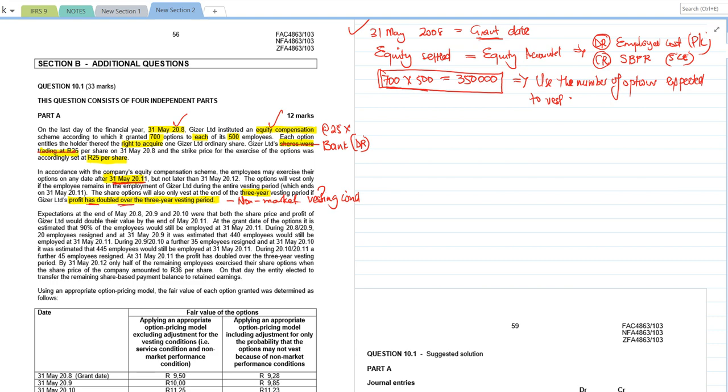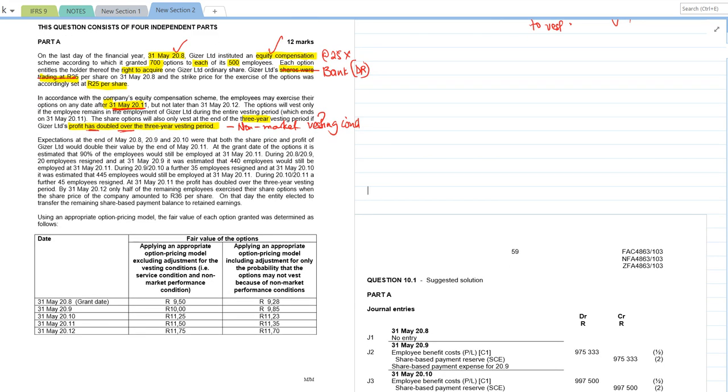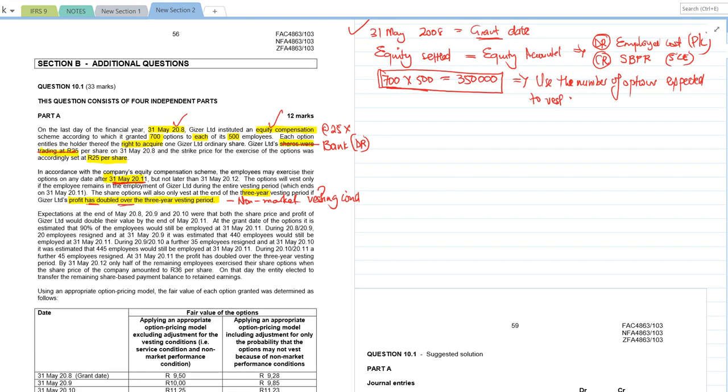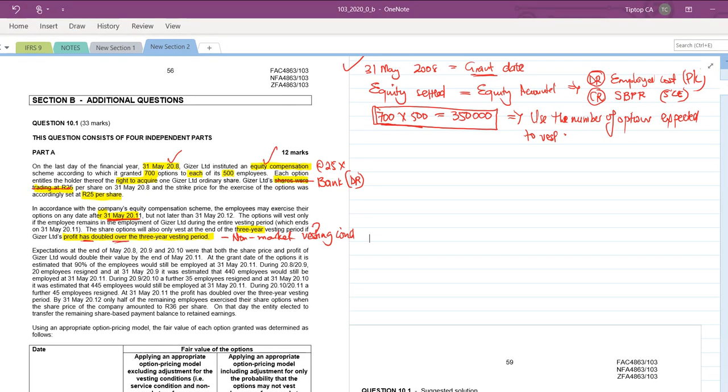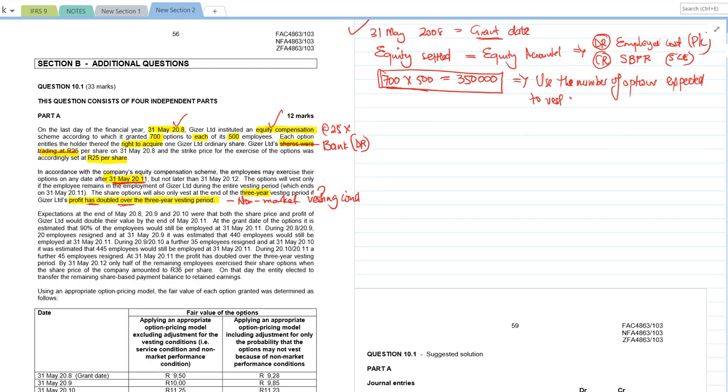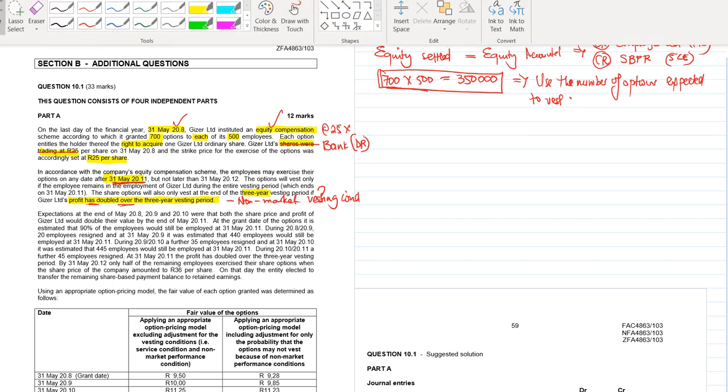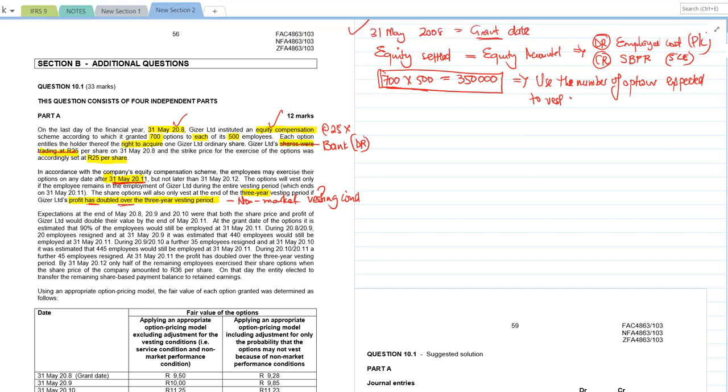Okay, so now we found out where all that information was coming from, right? Regarding the non-market and adjusting. So we are saying the profits here, now the examiner does not have a choice but to tell us whether these profits will be achieved or not. So let's go on. They said the profits need to double, right? So now expectations at the end of 2008, 2009, 2010, and 2020.